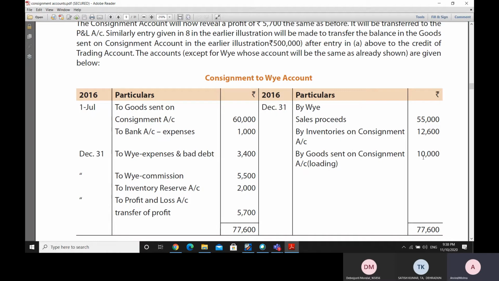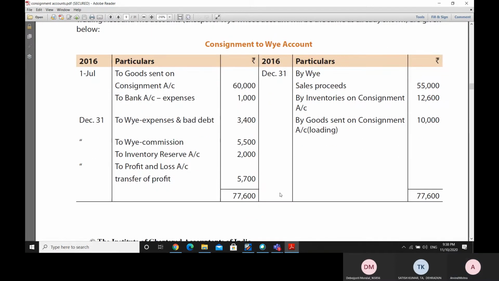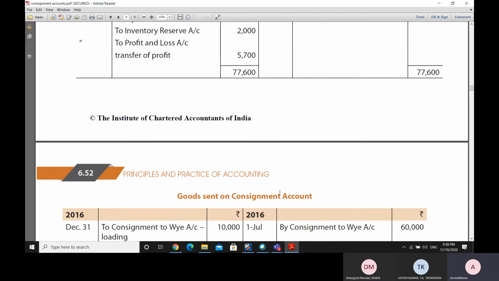The inventory valuation was at a higher figure due to the loading factor, and this loading factor was 2,000 rupees. So this gets cancelled against this entry of the debit in the consignment account, with credit going to the inventory reserve account. And after considering all these entries, we find that the balance ultimately of the profit is the same as earlier, in the same example.